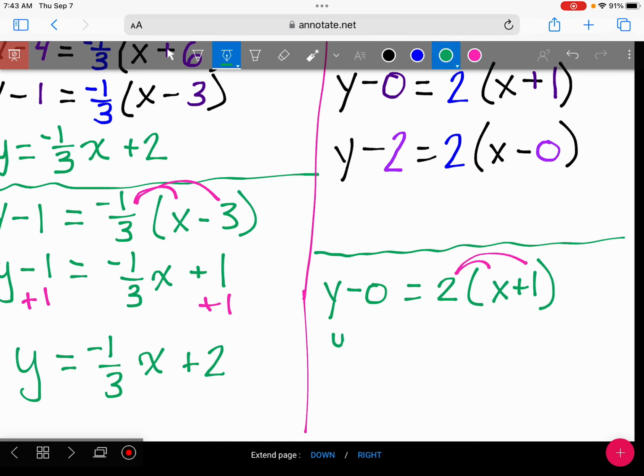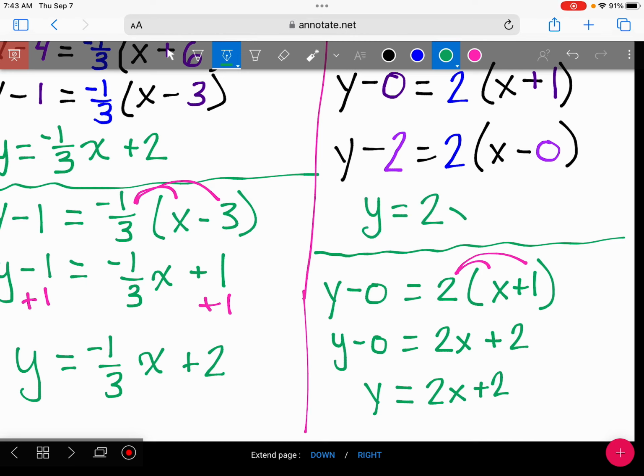So we have y minus 0 equals 2x plus 2. Do I need to do anything with that 0? Nope. Because y minus 0 is the same exact thing as y. 2x plus 2. And we're into slope-intercept form. 2x plus 2.